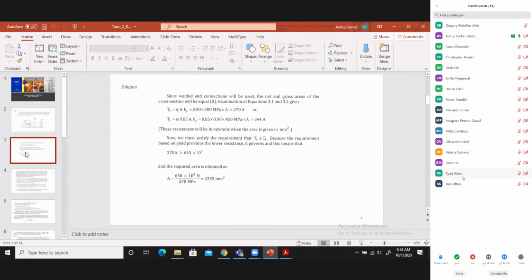Okay, and from that we make an estimate of the required area, which comes out to be 2333 millimeter square. Okay, and I will mention again, repeat the thing that in this particular problem we are doing welded connections. That's why in both the formulas 3.1 and 3.2 the net and gross cross section areas will be the same, as there is no loss in cross sectional area due to welding, as opposed to bolted connections where there is loss in cross sectional area due to the holes.